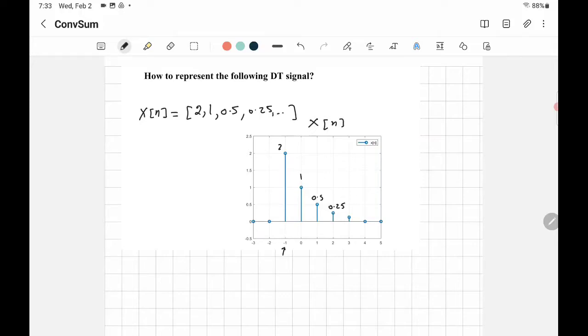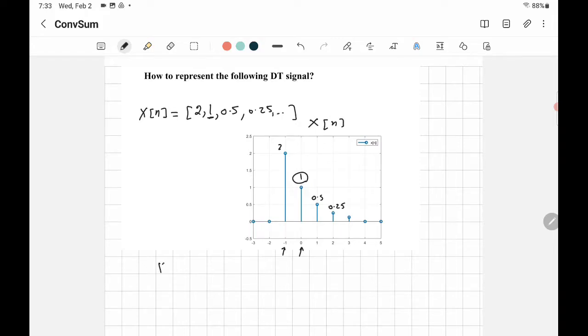But you got to mark the position for the element at n equals 0, which is equal to 1. So you underline this element. So that's one way. It's easy. But there is another way. If you want to express it as a sum of pulses, you got to express every one.